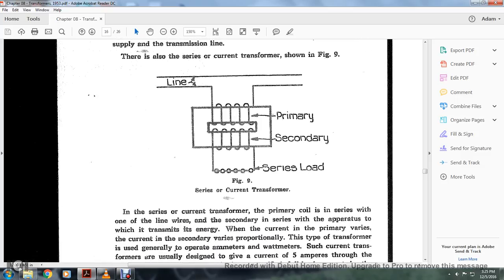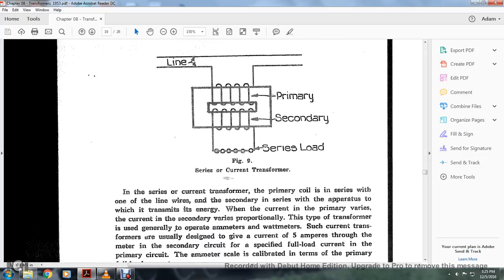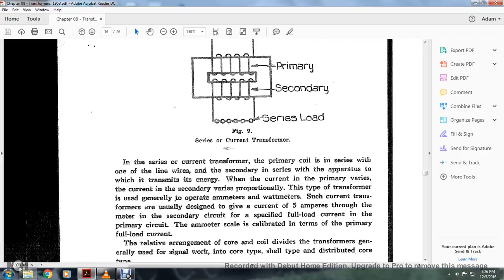In the series current transformer, the primary coil is in series with only one line wire. The secondary is in series with the apparatus and transmits energy as the current of the primary varies. The secondary current is proportional to the primary, and this type of transformer is generally operated with ammeters and wattmeters. Such current transformers are usually designed to carry 5 amperes through the meter in the secondary circuit with the specified full load current in the primary circuit. The ammeter is calibrated in terms of primary full load current.